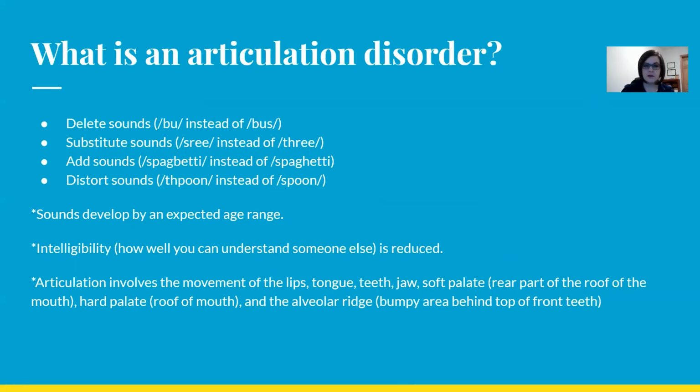They can either delete the sound. Our example here is deleting the S on the word bus. They can substitute a sound, for instance, making the S sound for the TH sound. They can add in a sound, in this example adding in the B in spaghetti, or distort a sound. The example here is making more of a TH sound than an S sound, which is the classic example of a lisp.